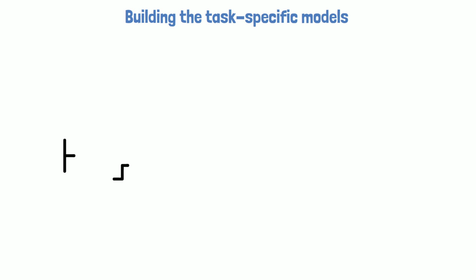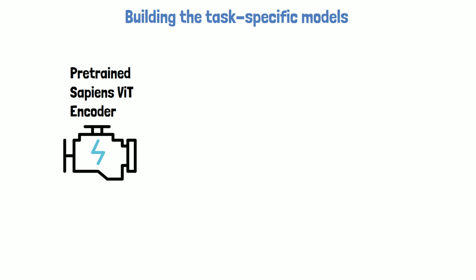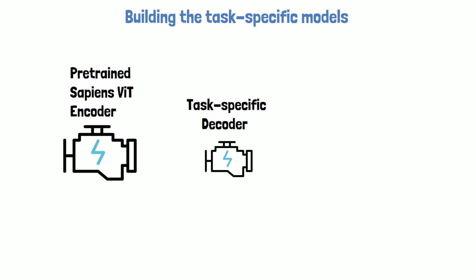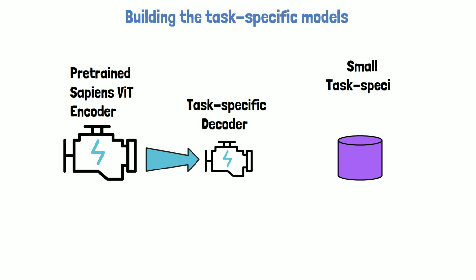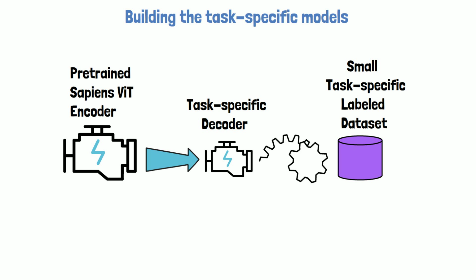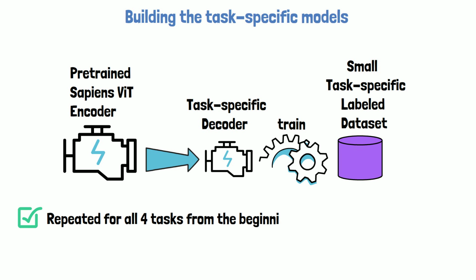The last step is building the task-specific models. Now that we have a pre-trained Sapiens Vision Transformer encoder, for each task we add a new task-specific decoder model which will consume the embeddings created by the encoder. For each task, we also have a small labeled dataset, since it is hard to construct many labeled examples for this kind of tasks. Then, we train the decoder on the labeled dataset to create the task-specific model. The pre-trained encoder weights are also updated. This process is being done for each of the 4 tasks.